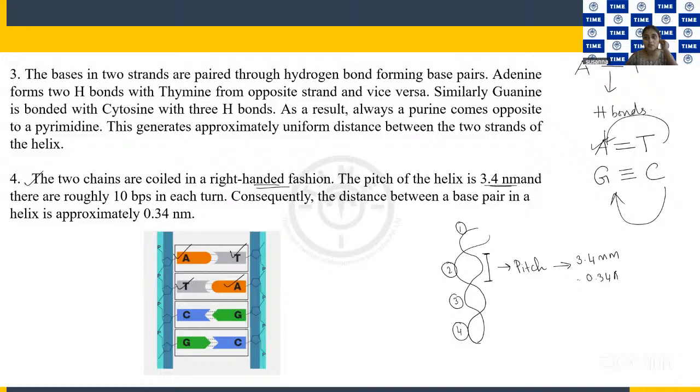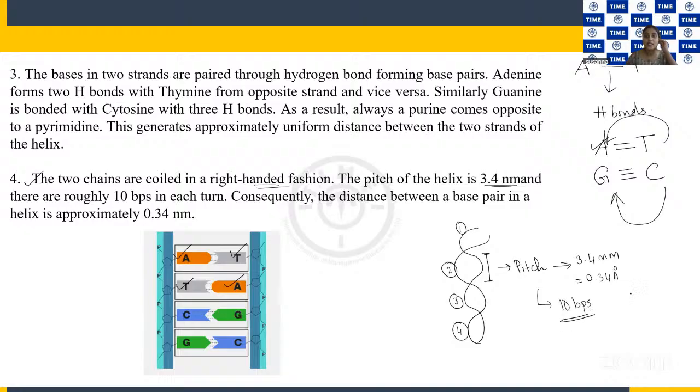or 0.34 angstrom. You need to learn this, you need to keep it in your mind. We'll be dealing with questions regarding this. So the pitch of a DNA, or the length of one turn, is what? It is 3.4 nanometer or 0.34 angstrom. And in this turn, if you count the number of base pairs found in each turn, you have approximately 10 base pairs coming in.